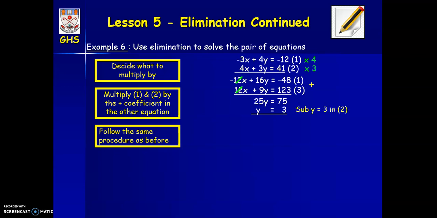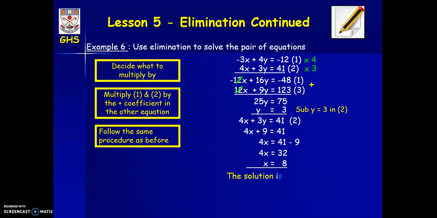Substitute y equals 3 into equation 2. So 4x plus 3y equals 41. So that becomes 4x plus 9 equals 41. Take the 9 over and subtract. So 4x is 41, take away 9, so 4x is 32. And our final step is to divide by 4 to get x equals 8. So our solution is 8, 3. Remember, x first, then y second.